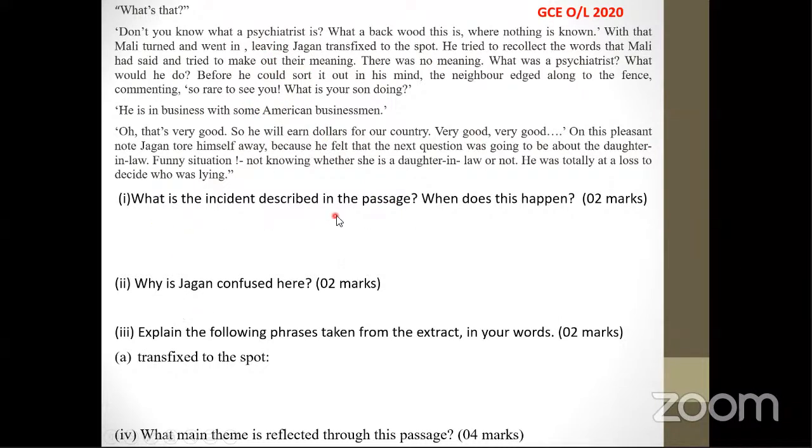What is the incident described in the passage? When does this happen? Would you like to try? Yes, I'm waiting 1 minute for your answer. You can type and send me. Because this is the last question, we can practice with past papers. Of course, we can practice more with model papers. Yes, I'm waiting for your answers.